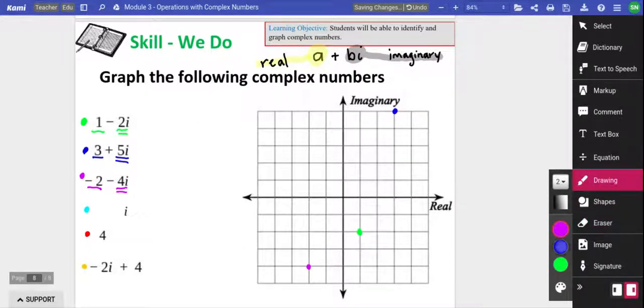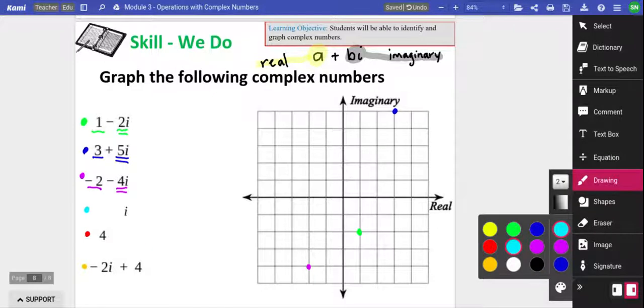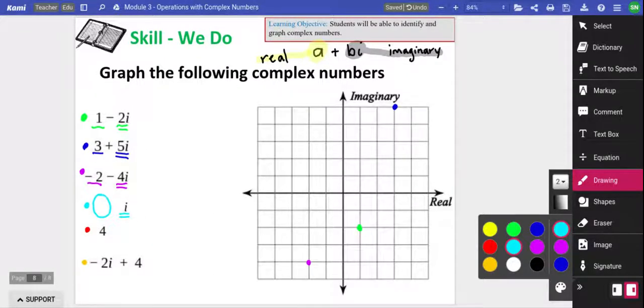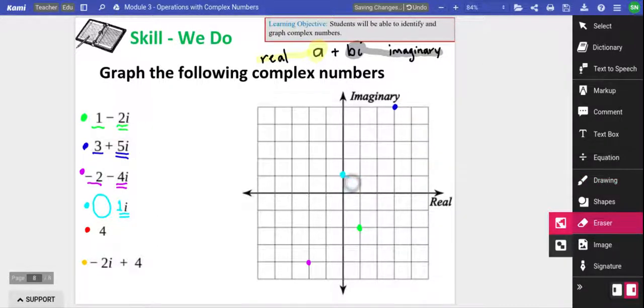We have the fourth one. I don't see any real part, therefore I will not be moving left or right. I do see an imaginary part, and we have a 1 in front because there's no number, therefore I will only be moving 1 up. And here is the fourth one.